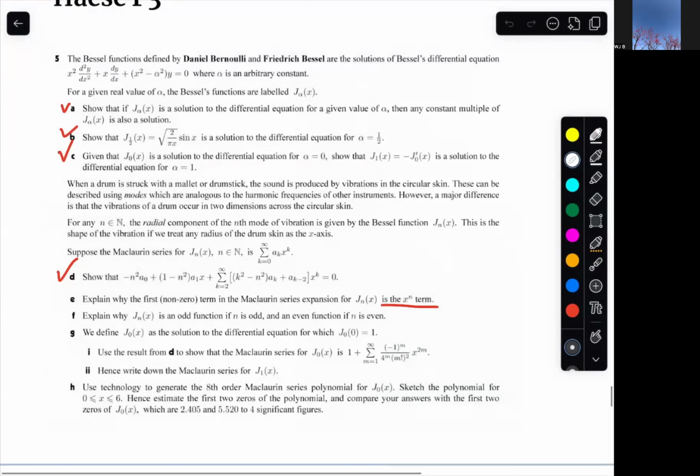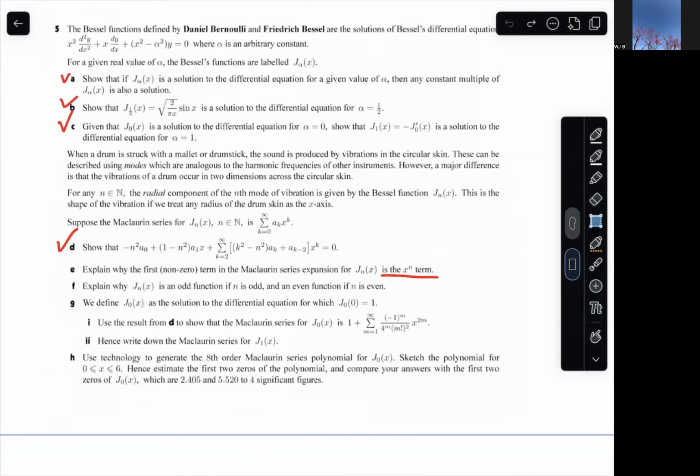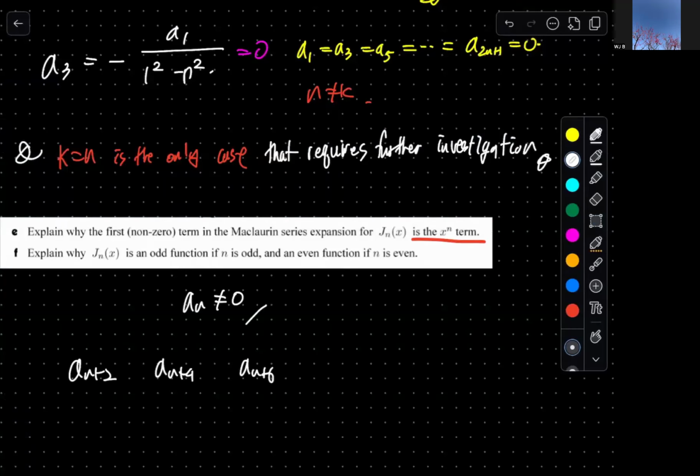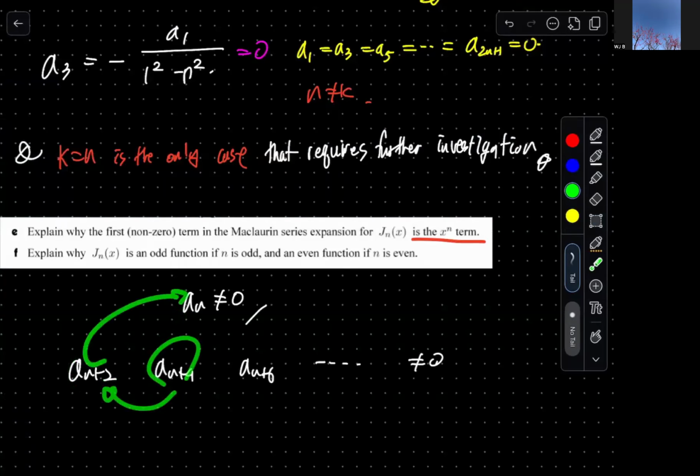Therefore, the question says we had to show the only available term is x to the power of n. And if the nth term is available, if a_n is non-zero, then a_{n+2}, a_{n+4}, a_{n+6} will be non-zero, because each will depend on the previous one, which was non-zero. It will have some value. So that is great. So I know starting with the nth term will be the Maclaurin series of this.